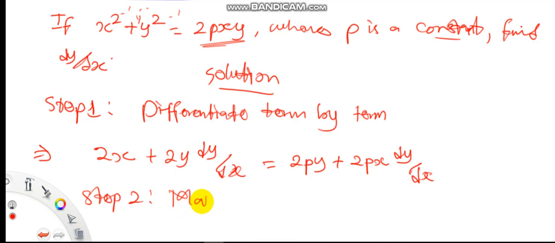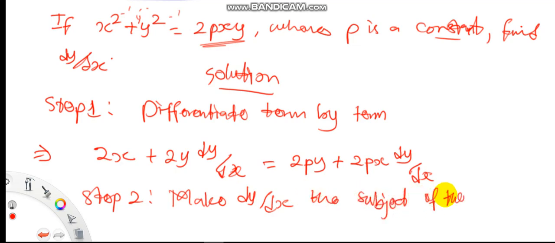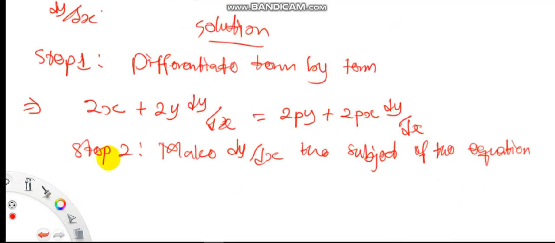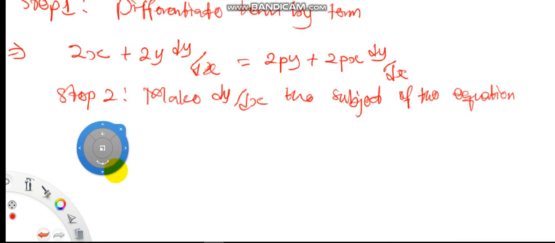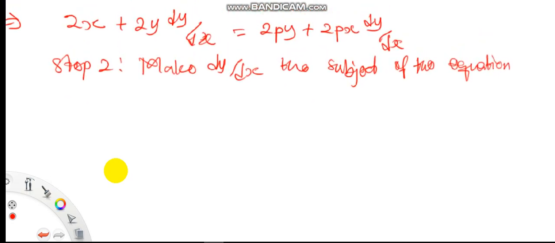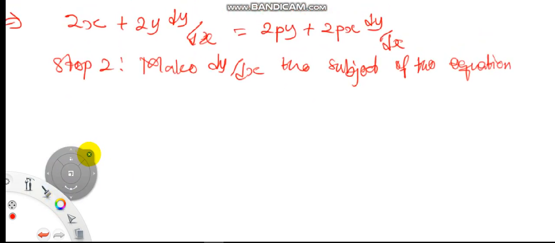Okay, so now we go on and say step 2, make dy/dx the subject of the equation. If we make dy/dx the subject of the equation, we already have the 2y dy/dx here, and then we have 2px dy/dx.